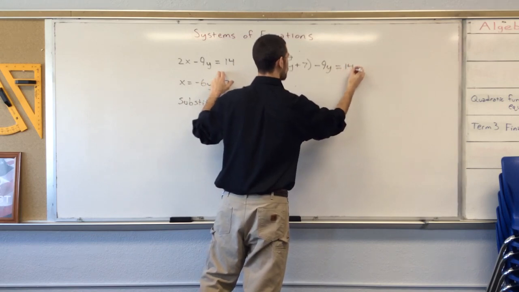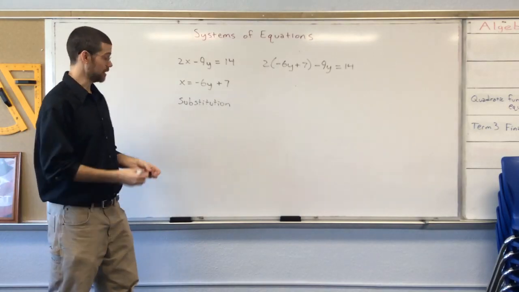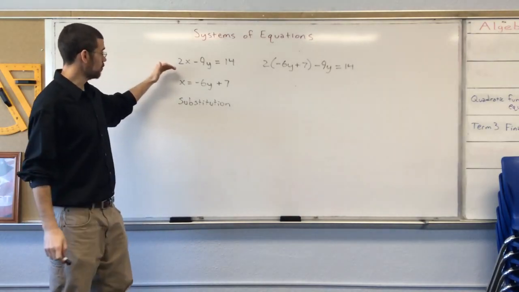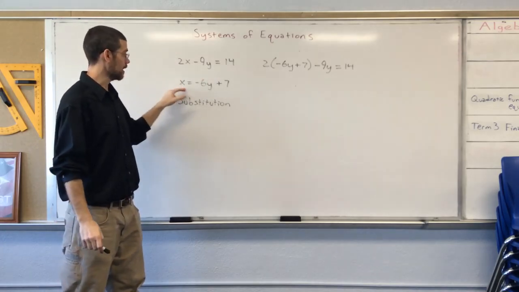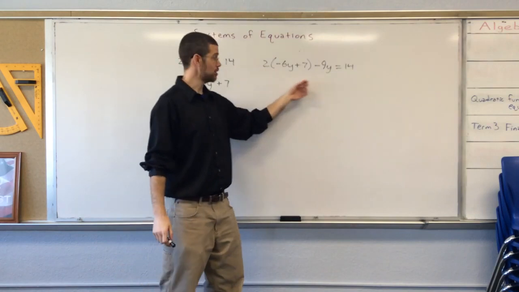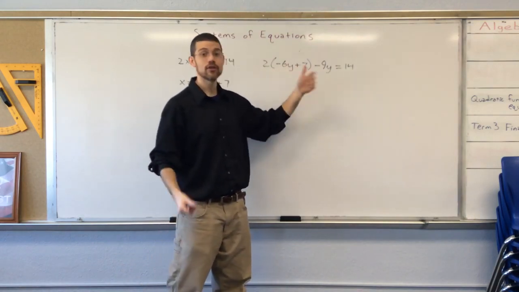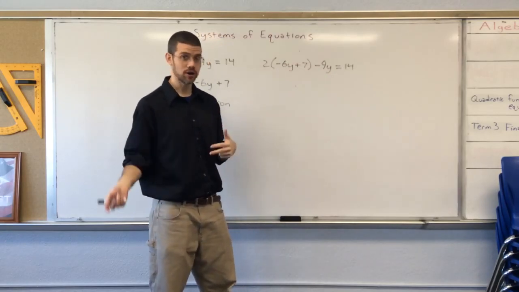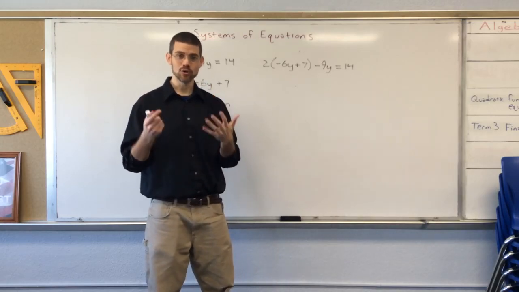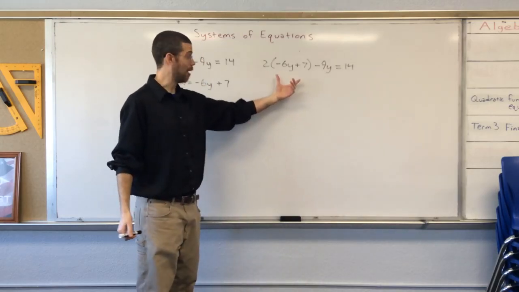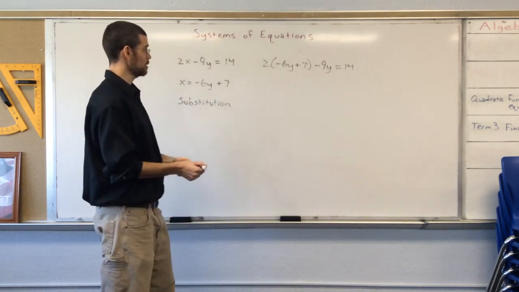equals 14. Now, magic occurs here because we have gone from equations with two different variables, x and y, to a new equation with only one variable. There's a y and there's a y. They're the same variable. There's not two different variables, there's only one. And we know how to solve equations where there's only one variable, so we will do that now. And we will find a number that is equal to y. So let's see what happens.